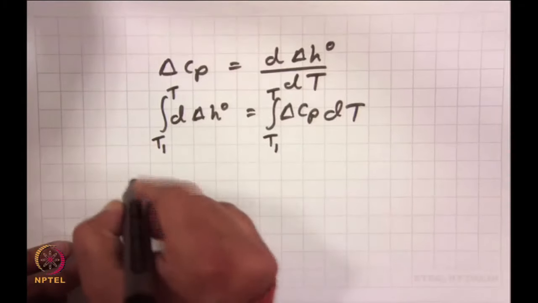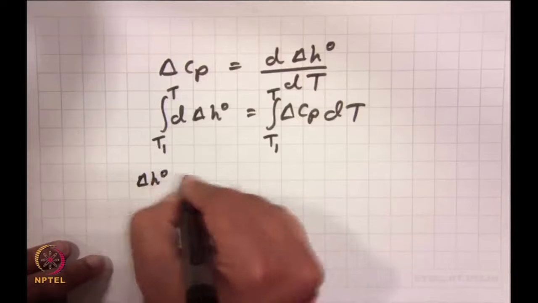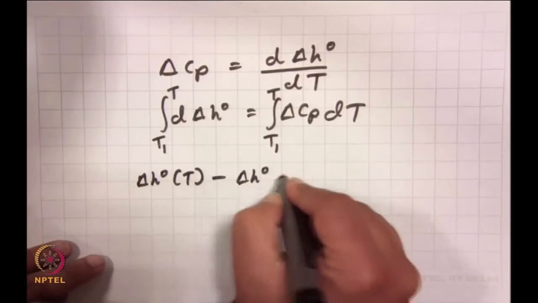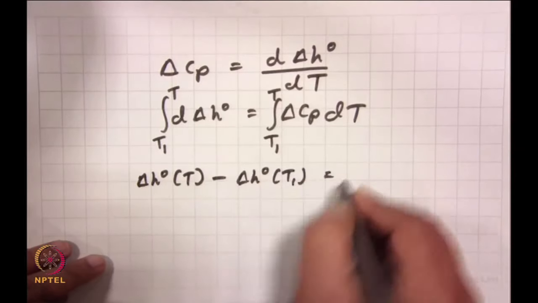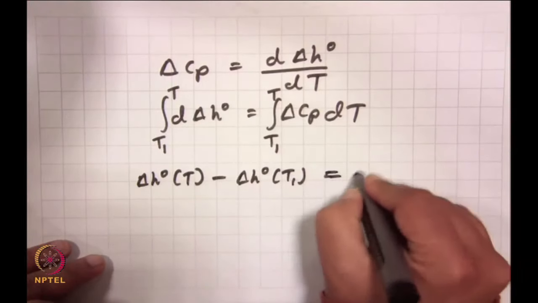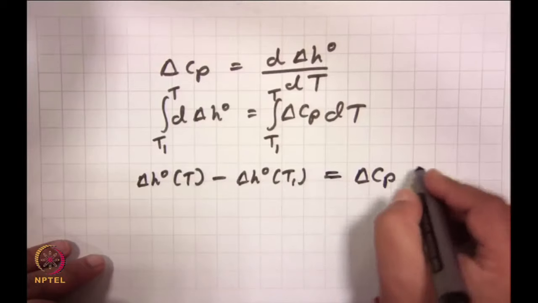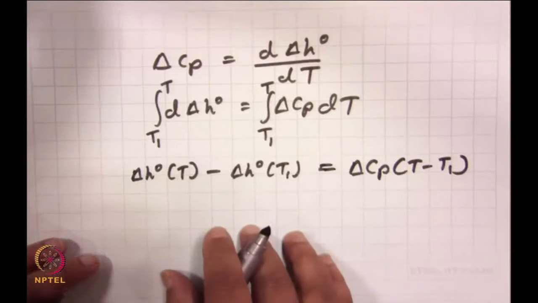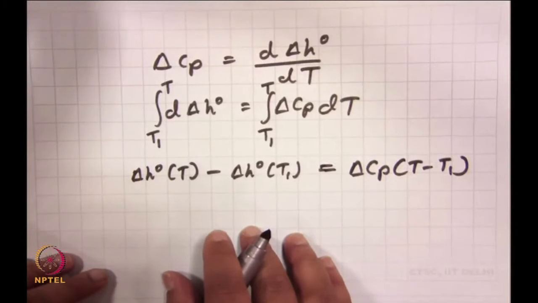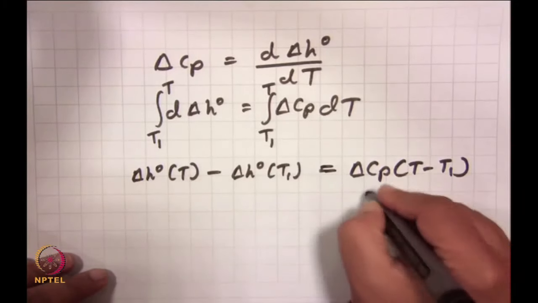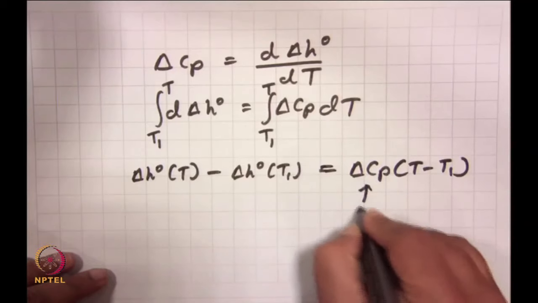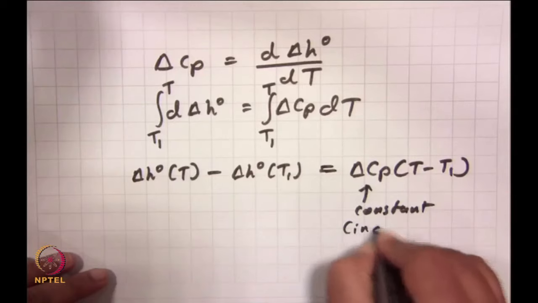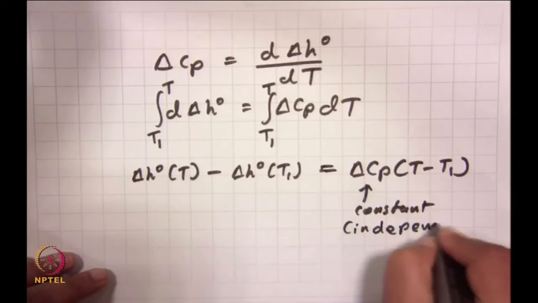I should be getting delta H 0 at a certain temperature T minus delta H 0 at a certain temperature T1 is equal to delta Cp, then I can write T minus T1. What is the assumption here when I do this? Right, that means delta Cp is constant and it is, as you said, independent of temperature.